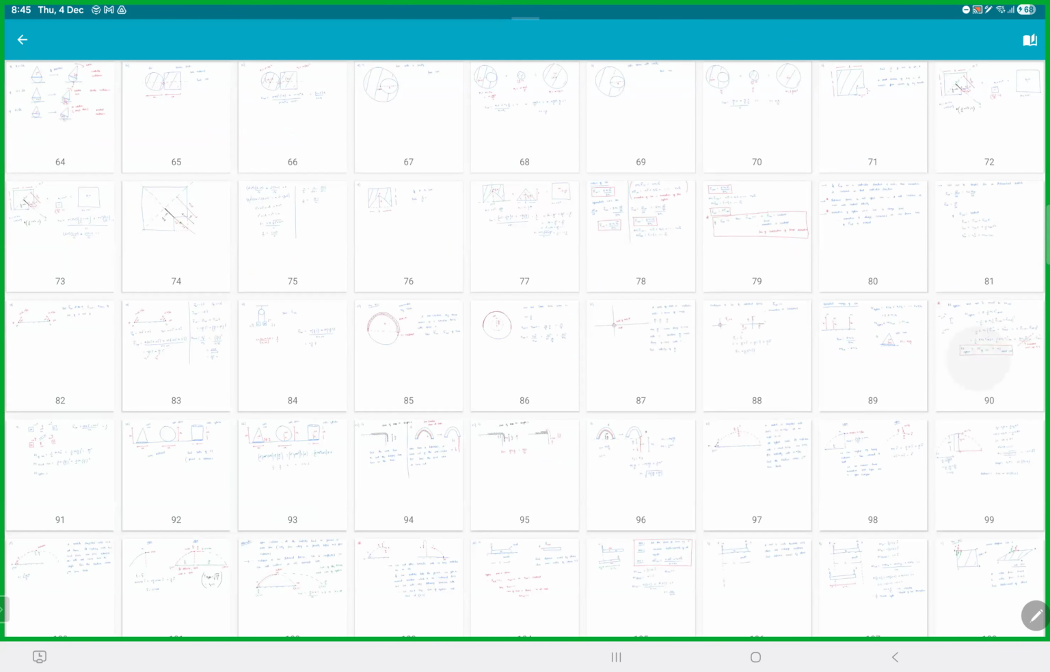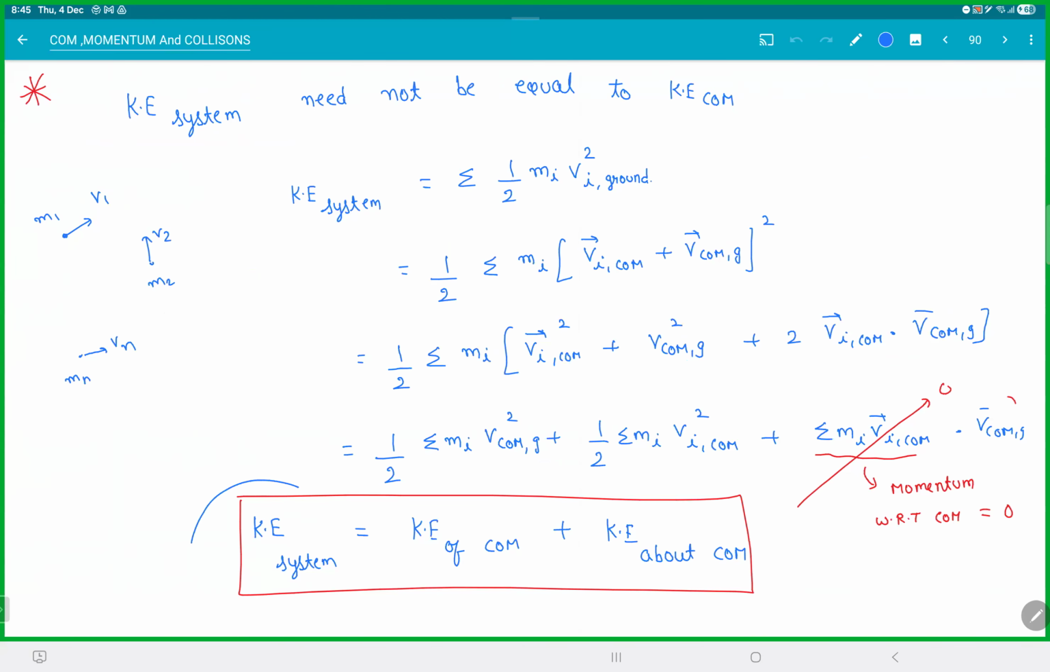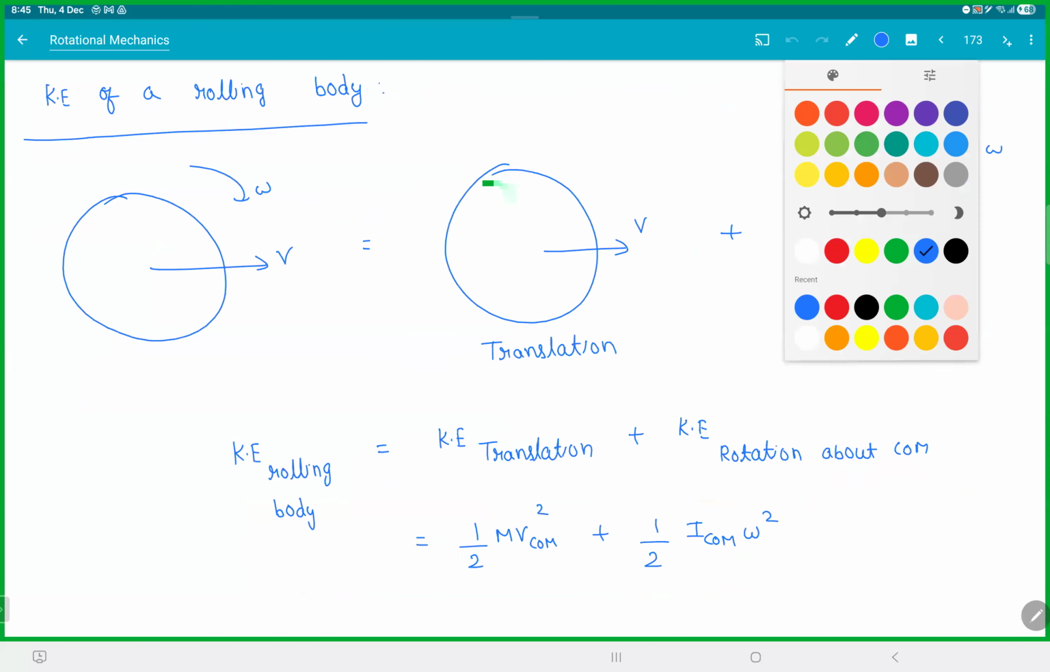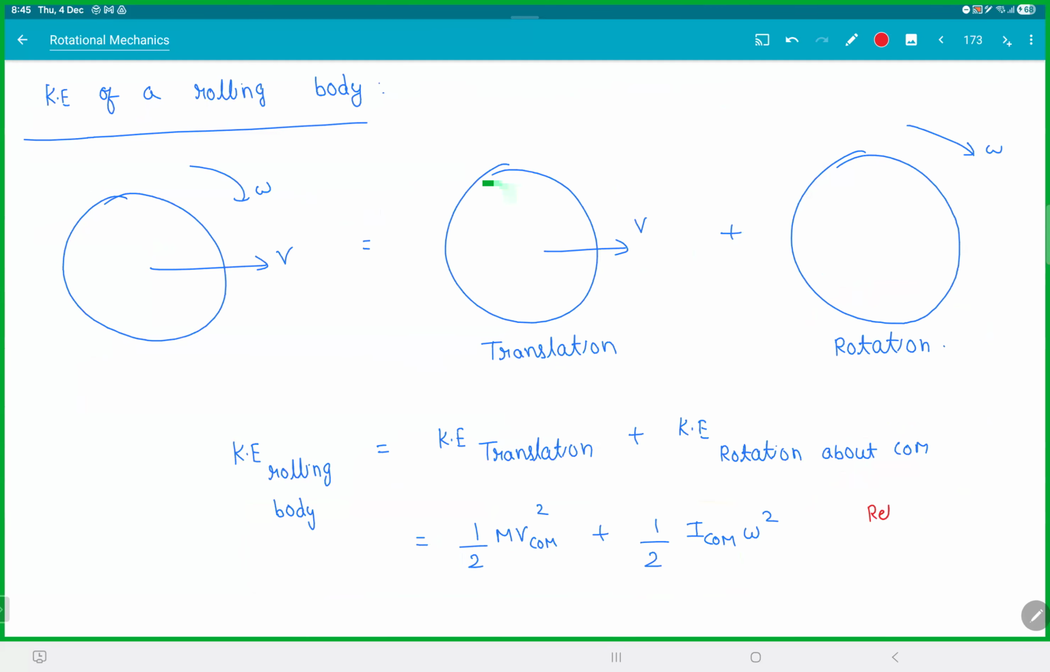Remember this discussion? The kinetic energy of a system is the kinetic energy of the center of mass plus the kinetic energy about the center of mass. The kinetic energy of the system is not just the kinetic energy of the center of mass, so there's an extra term there. This is page 90, where the center of mass was proved. There, that's your formula for a rolling body.